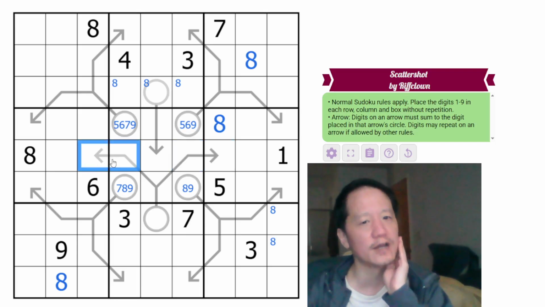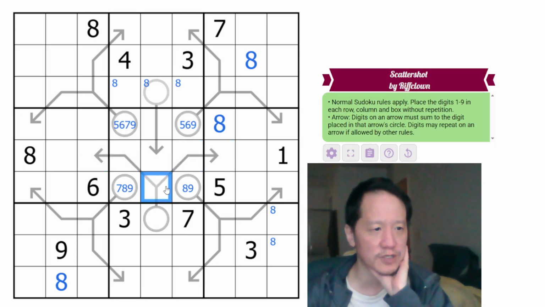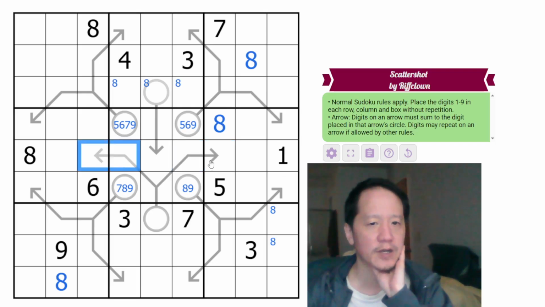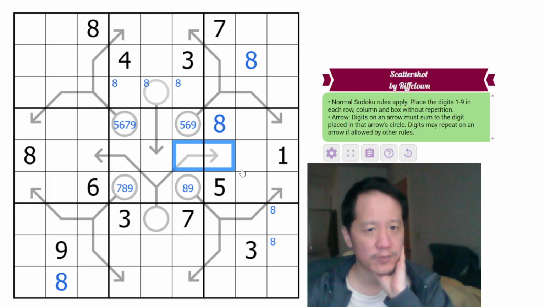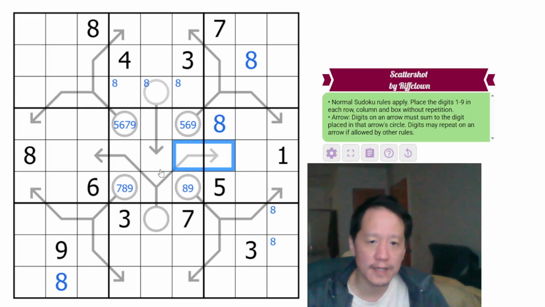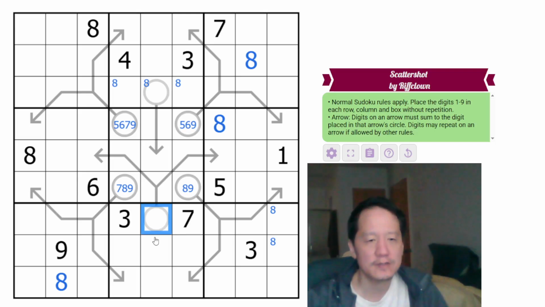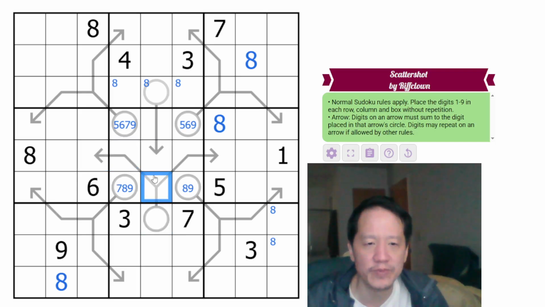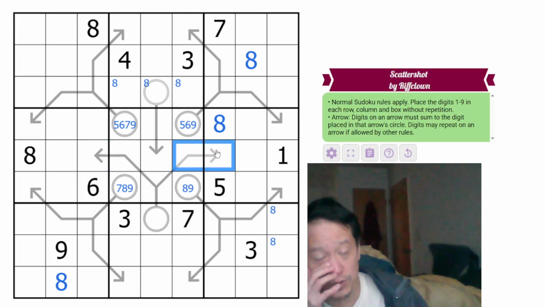No, they actually... Okay. So this is the same digit, obviously, for both arrows. Therefore, these two arrows must sum up to the same amount. Right? Because if they don't, then this cannot be the same sum that they add up to. So this adds up to the same amount that this adds up to.